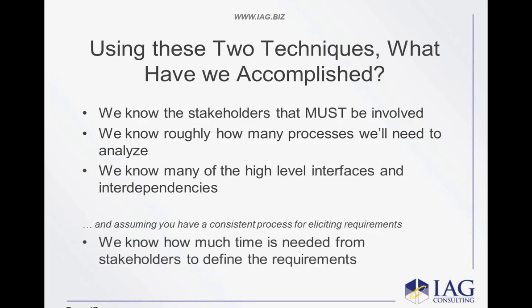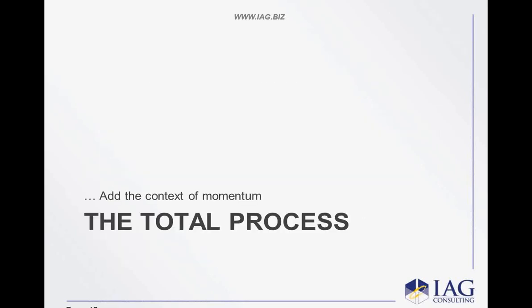So in this case, you know these three things, and assuming you have a consistent process for listing requirements, you know roughly how much time is going to be needed from the stakeholders to define the requirements. And at that point in time, you can go and ask the business for cash, because you know roughly what the next piece of this thing is going to cost, right? So you now have a much better sense of what it is.